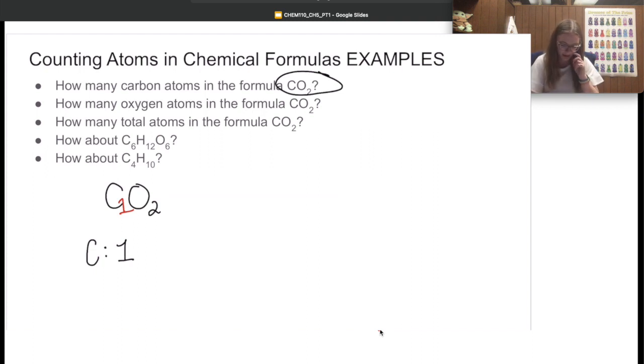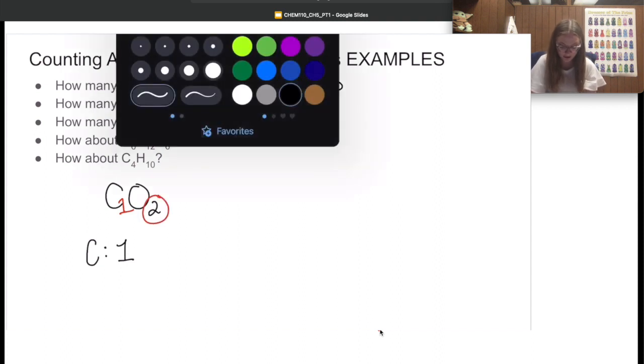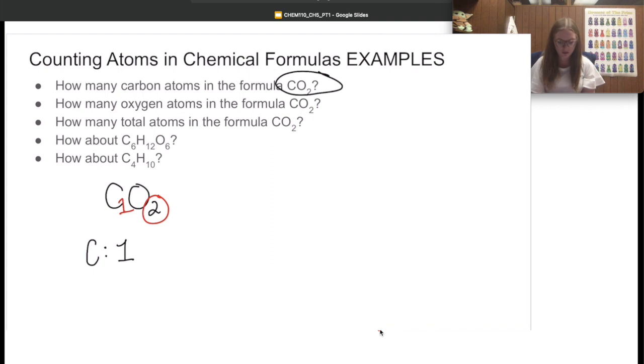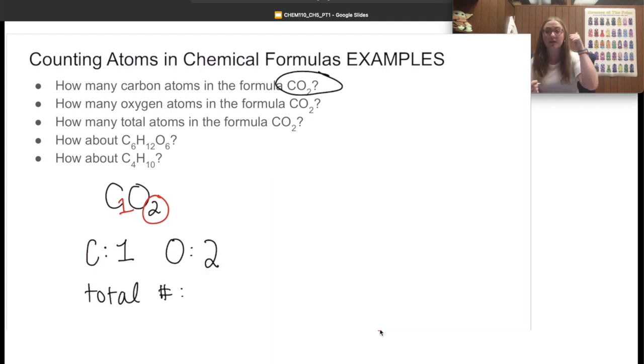And then I look to my oxygen. I see here that I have the number 2 after oxygen. So if I see that subscript 2, again, that subscript only applies to oxygen. It has nothing to do with the carbon, okay? So this tells me that I have 2 oxygen atoms, okay? 2 oxygen atoms. And then if I want to know the total number of atoms, I can say, okay, I have 1 carbon atom, I have 2 oxygen atoms, so I must have 3 total atoms in that chemical formula.